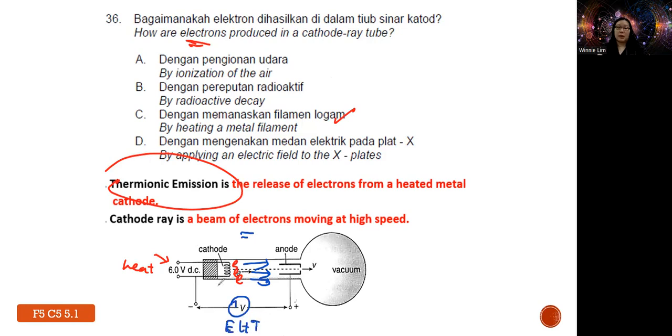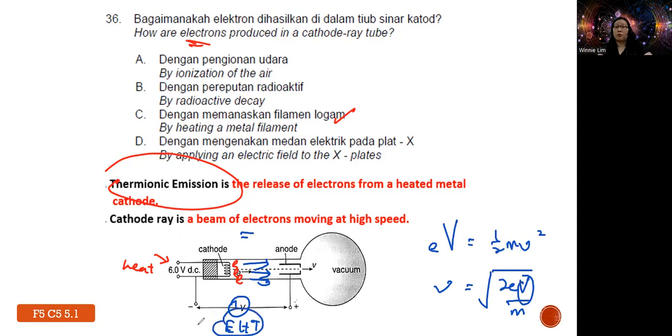That's why when you calculate in this topic, you have one calculation whereby this electric field energy is changed to kinetic energy, half mv squared. Normally they want you to calculate the speed of the electron, hence you will have the square root of 2eV over m. So be careful with this voltage. This voltage always refers to the high voltage, not the 6 volt.